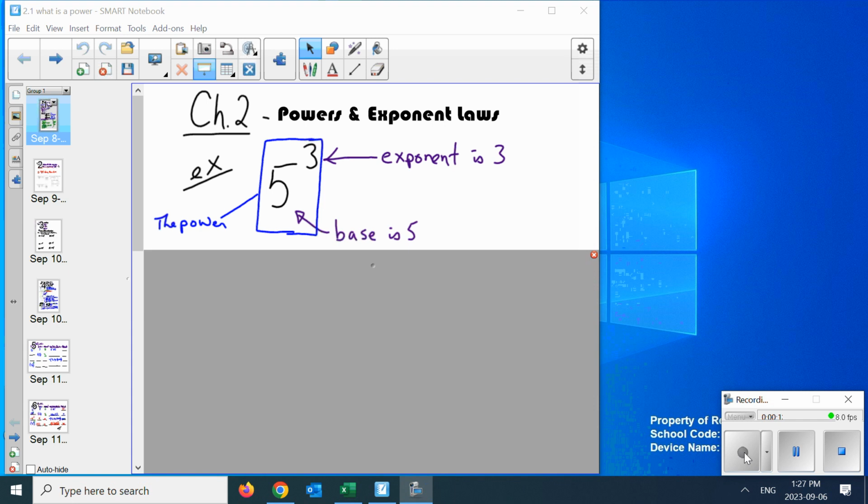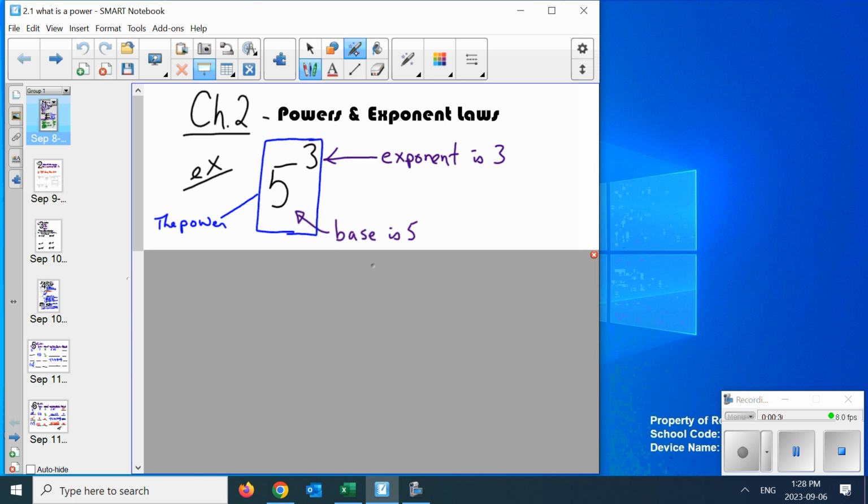Anyway, we're currently in progress. Grade 9 math. We've written down chapter 2. If you're just joining us on record, put this title down, Powers and Exponent Laws. I have this example here, and we're going to take a look at it together.